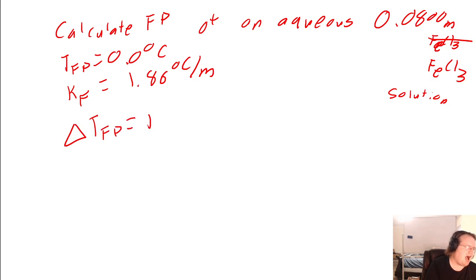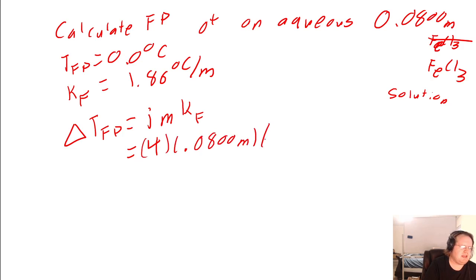Either way is fine as long as you're consistent with how you figure out your answer in the end. So now it is i times molality times Kf. Here i is 4, since FeCl3 turns into 1 Fe 3 plus and 3 Cl minuses. Then your molality, we're told, is 0.0800 molal. If you've been given moles and kilograms, you could have calculated it yourself. If you were given grams, you'd have to do a molar mass conversion.